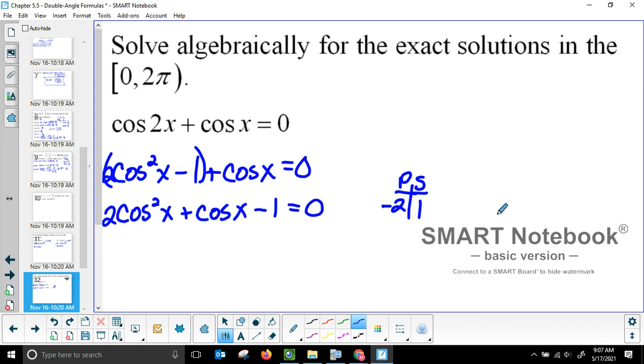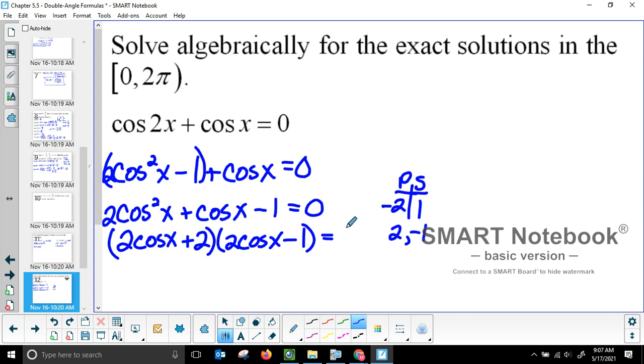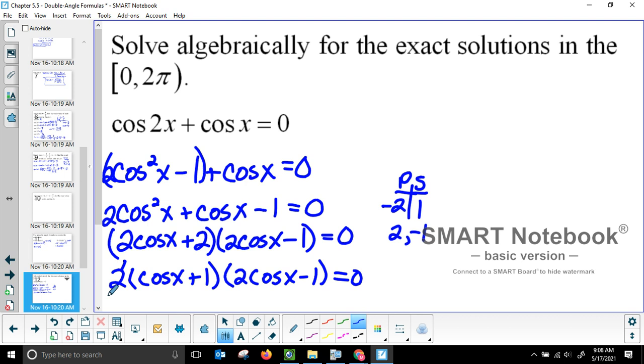All right, so two numbers that multiply together to negative 2 and add together to positive 1. So 2 and negative 1. So I will get 2 cosine x plus 2 and 2 cosine x minus 1. Of course, this is our take out the trash step, so I can pull a 2 out here. Can't pull anything out here, so it stays. And we throw that away.